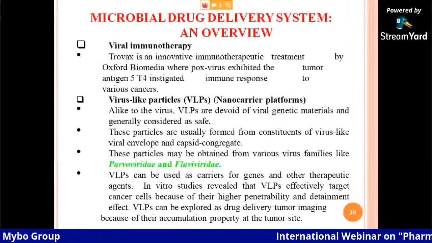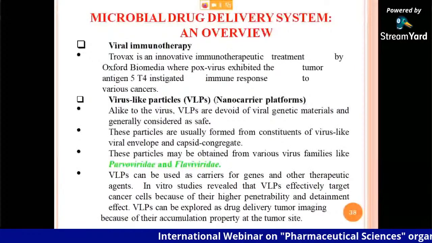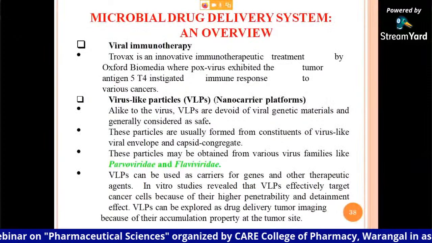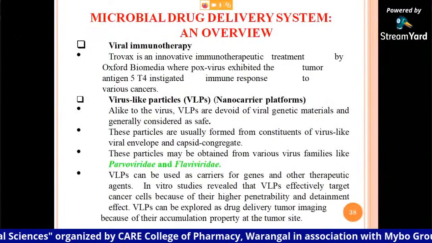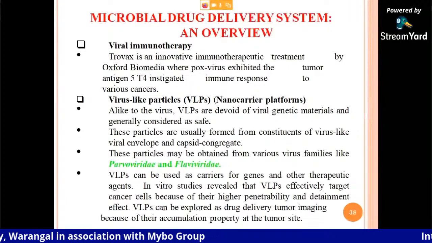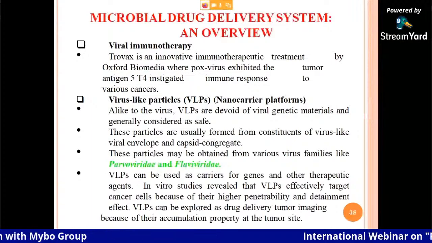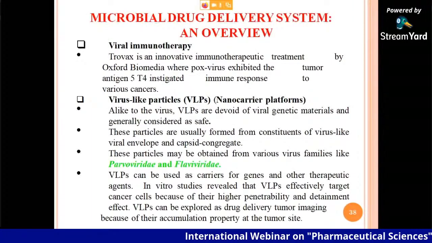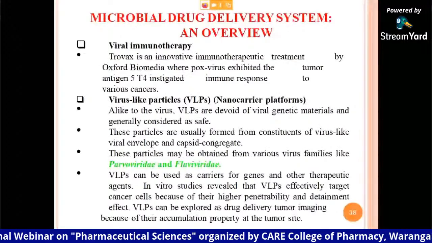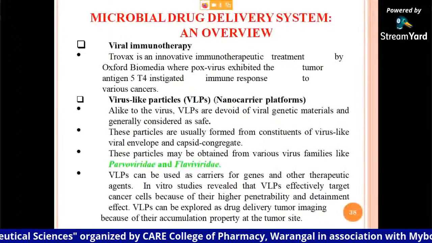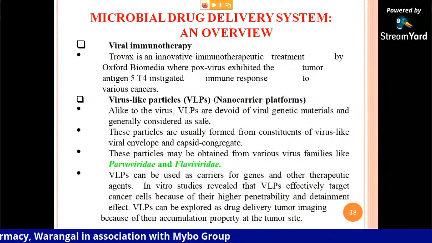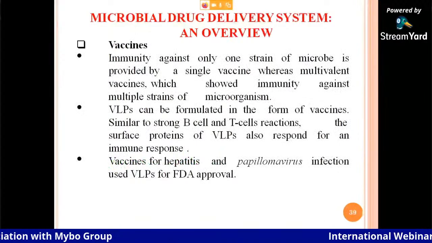Similar to bacteria, viral immunotherapy is also there, where there is a tendency to improve immunity. Examples include virus-like particles; when we talk about nanoparticles, here there are also virus particles. They are utilized as nanoparticle drug delivery systems. Unlike the virus, virus-like particles are devoid of genetic material; whatever pathogen material is present is removed, and they are generally considered a safe system. These virus-like particles are derived from families like Parvoviridae as well as Flaviviridae. These are the two where researchers are working on virus-like particles.